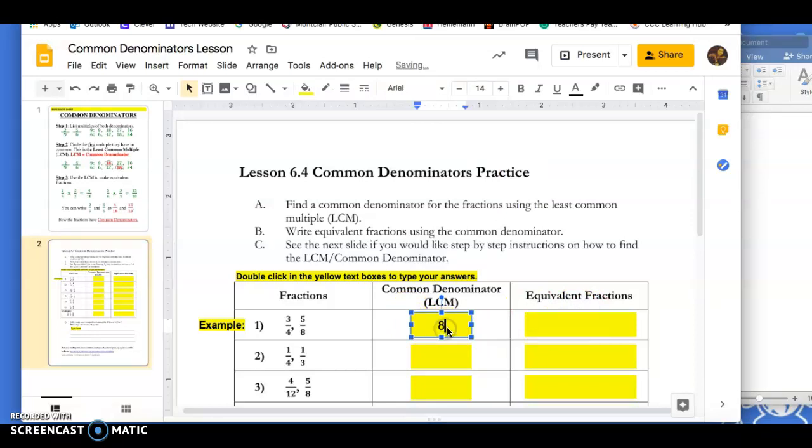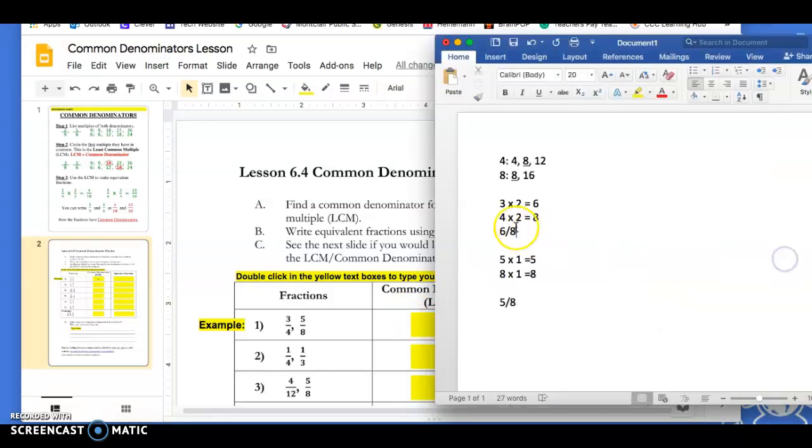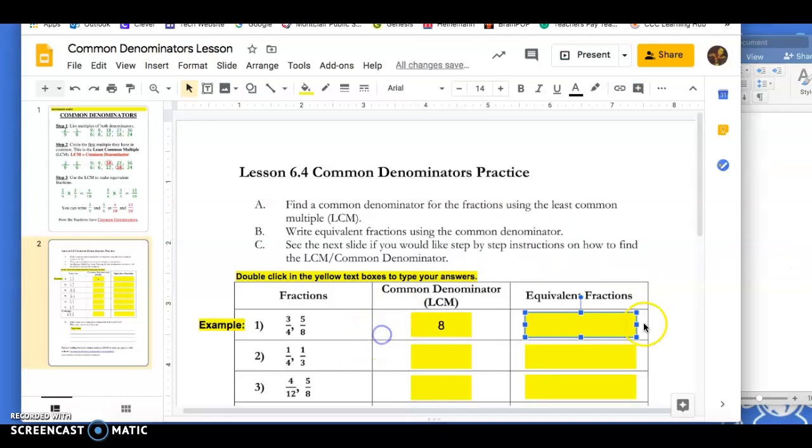So I plug in 8 here. And my equivalent fractions are 6/8 and 5/8. I'm going to write that here. So I'm going to do 6/8, comma, and 5/8. And I'm done. Then I go on to the next one.